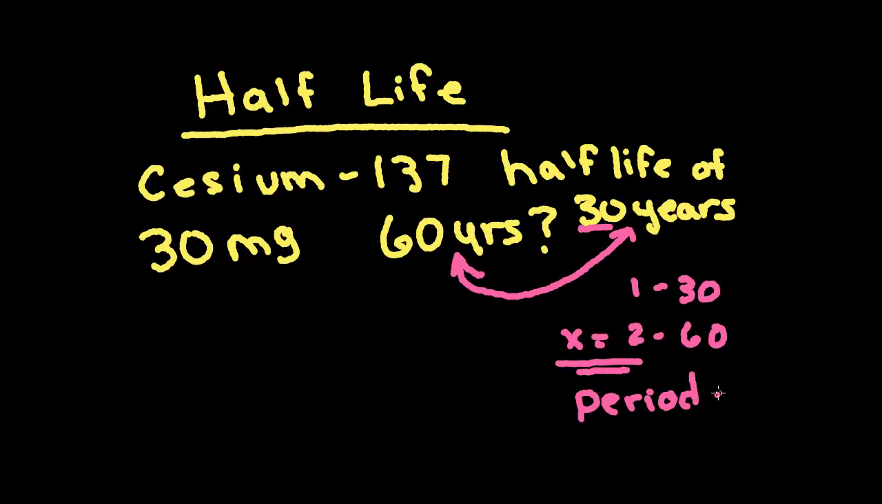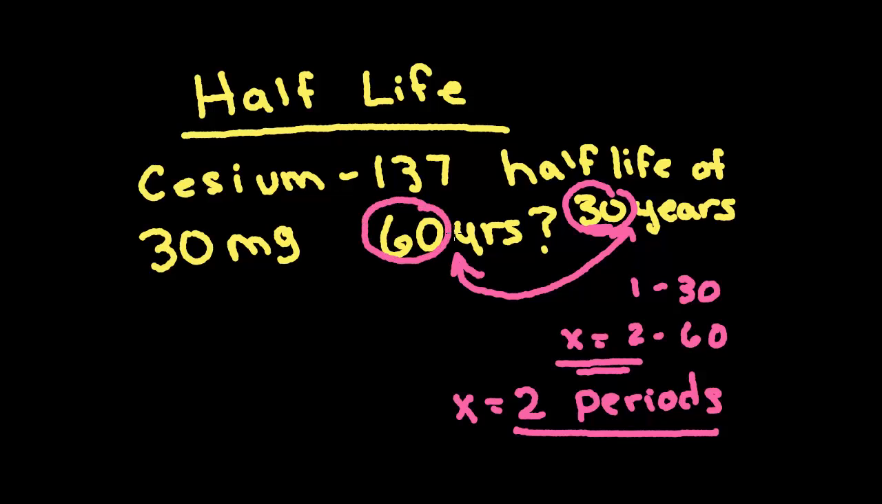So when doing half-life, I like to look at it by how many periods, and that is the value that x takes on, is the number of periods. It does not take on 30. It does not take on the value 60. It takes on the ratio between these two values. If you take 60 and divide it by 30, you will get that value 2. So how do we set up the equation?